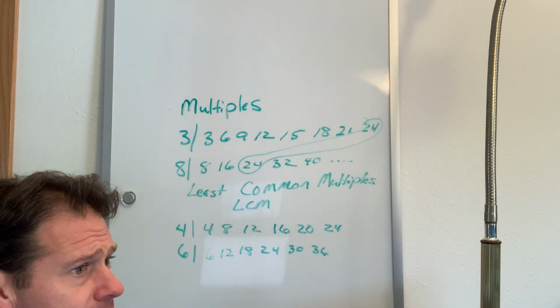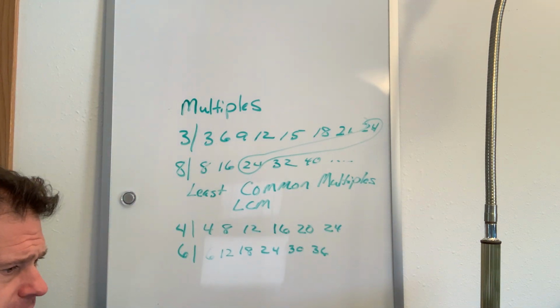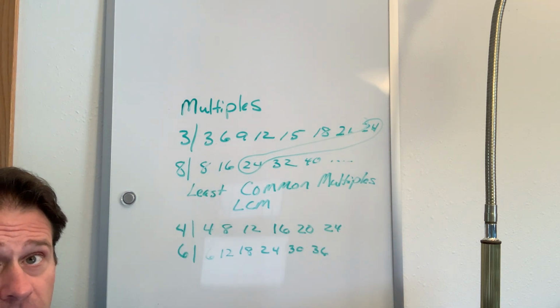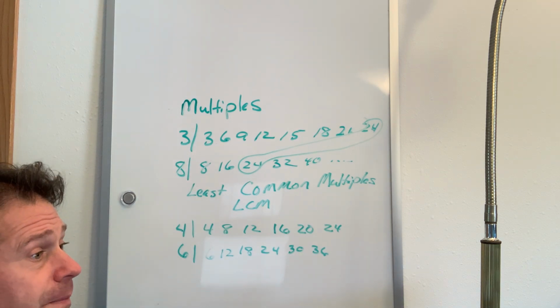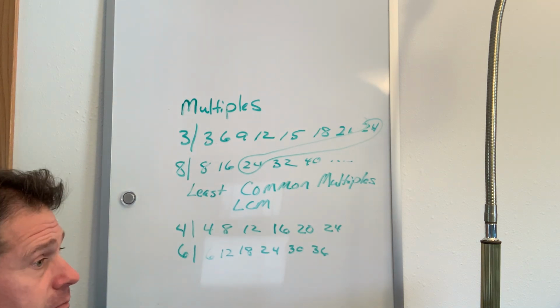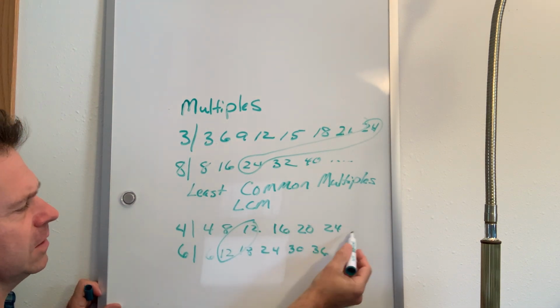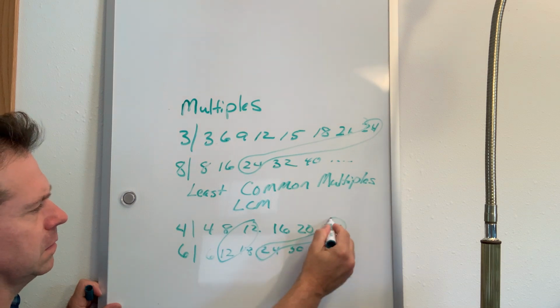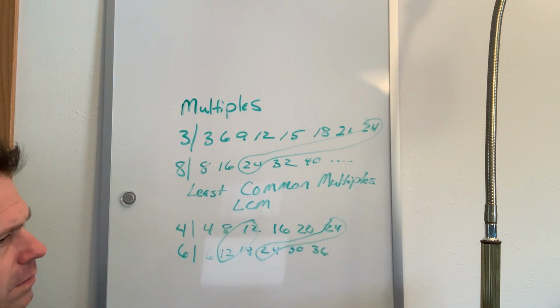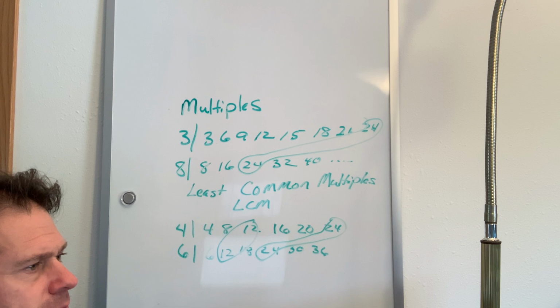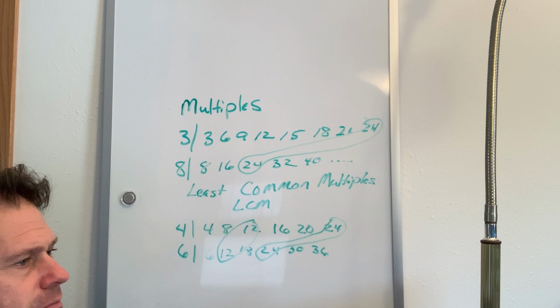And then, which one do they have in common? Jacob. 12, 24, and 36. I went ahead on my own. Okay. What's the one after that? It's going to be 12 up, so then probably 48.